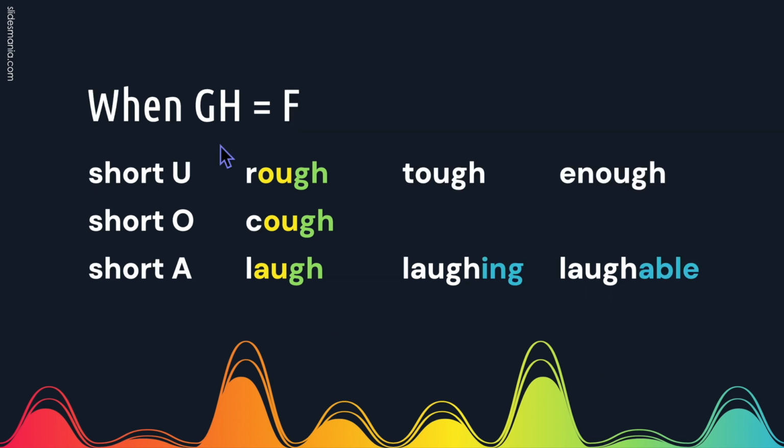There are a few words where GH has the sound of F. In these words, the OU will have a short U sound. So we have rough, tough, enough. In this word, we have a short O sound: cough. In these words, AU, rather than having its normal sound of "ah", will have a short A sound. So we have laugh, laughing, and laughable. Notice we can add suffixes and it does not change the sound of the vowel.